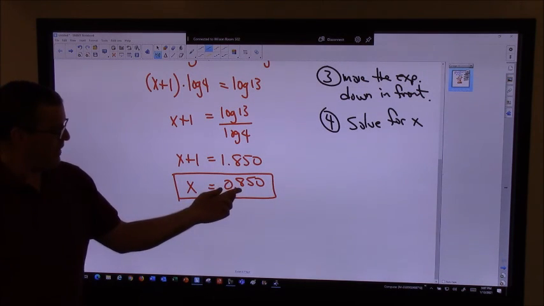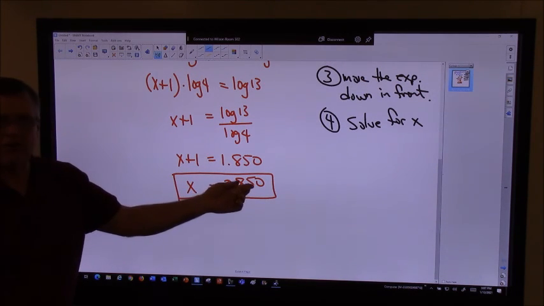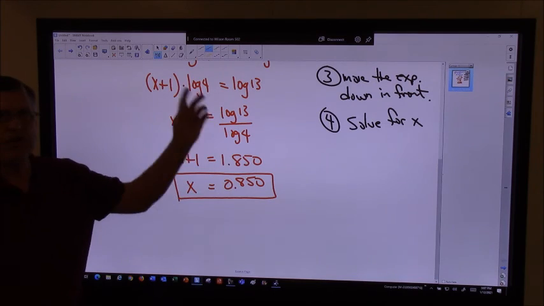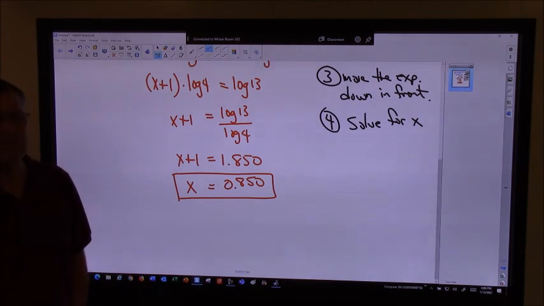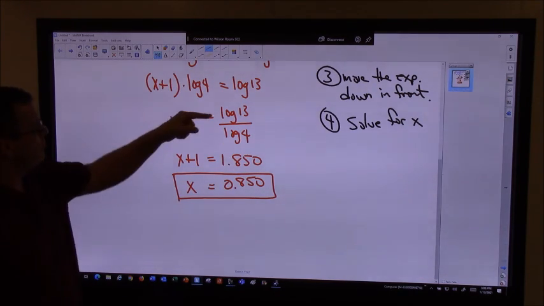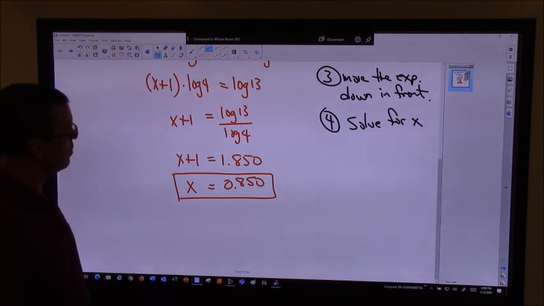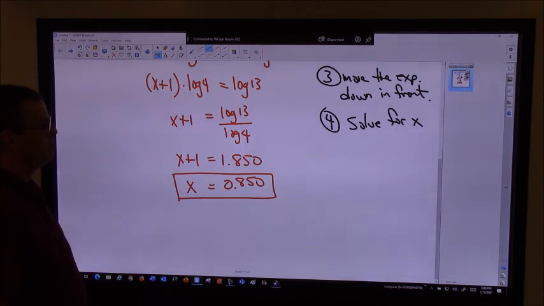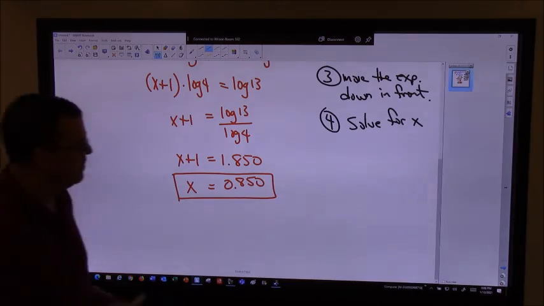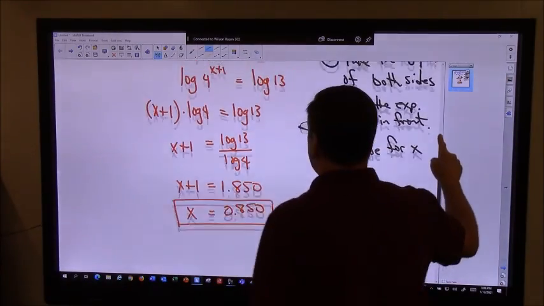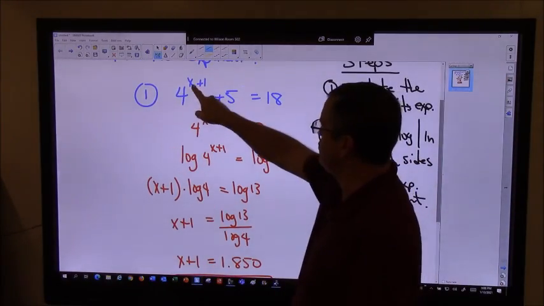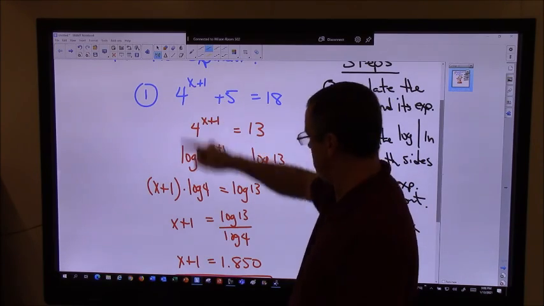You know, look at that answer, 0.850. I don't want to guess and check and find those every single time. That takes a long time. Doing this right here is what makes it go fast. All right? And you could check this if you want. You know, go back to the original problem, put 0.850 in there.